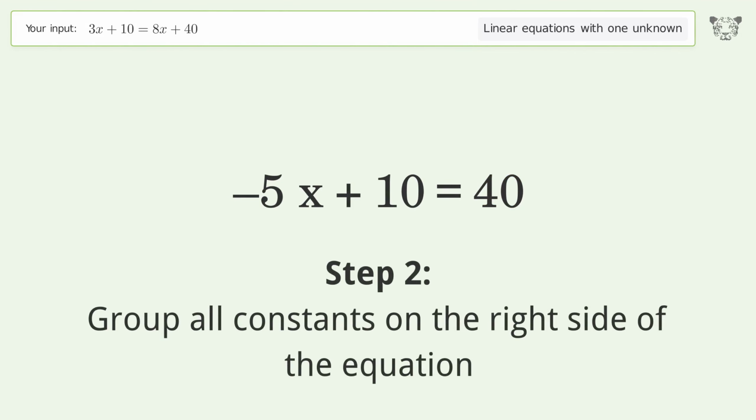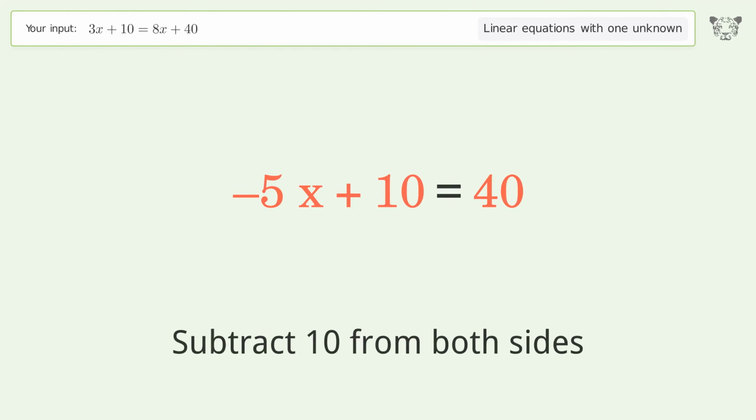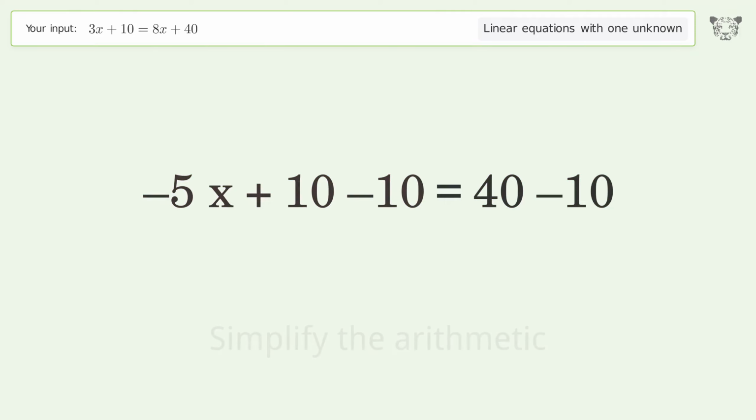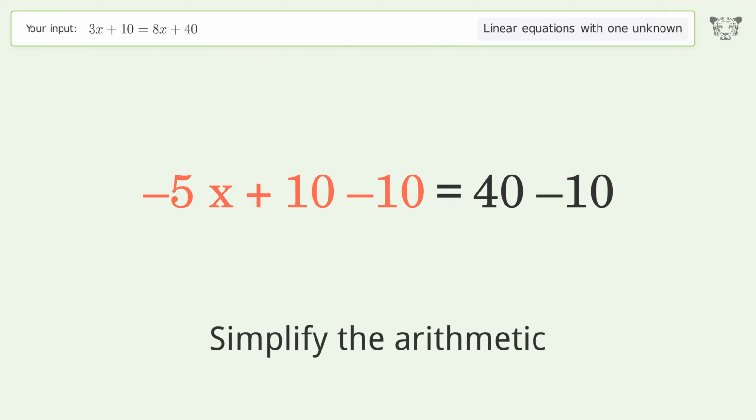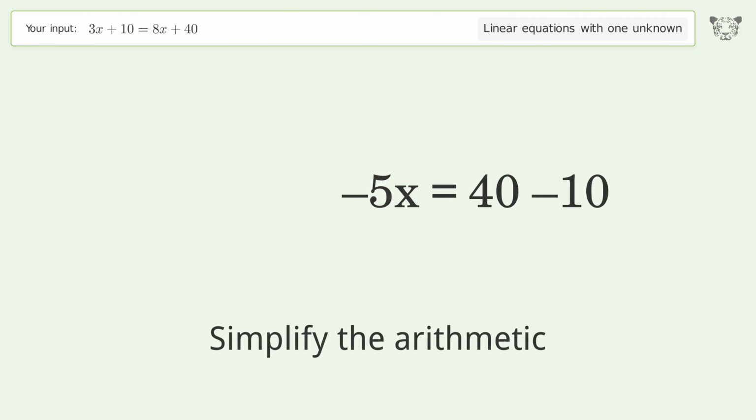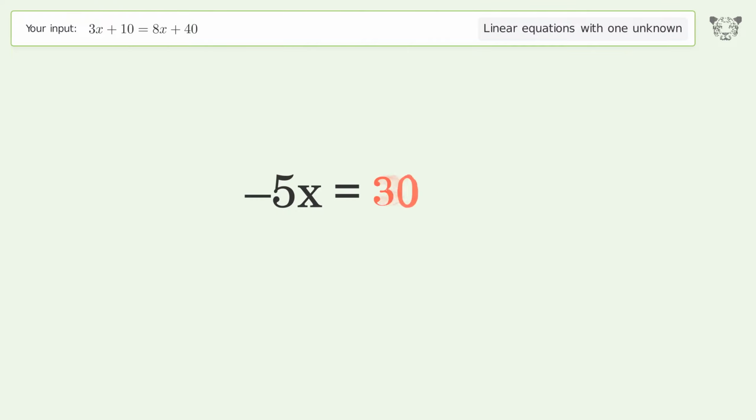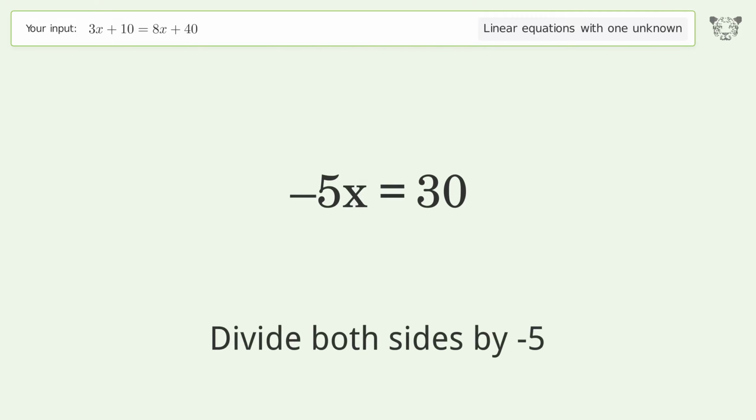Group all constants on the right side of the equation. Subtract 10 from both sides. Simplify the arithmetic. Isolate the x. Divide both sides by -5.